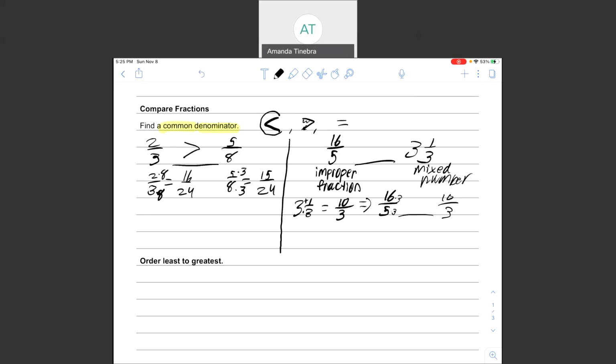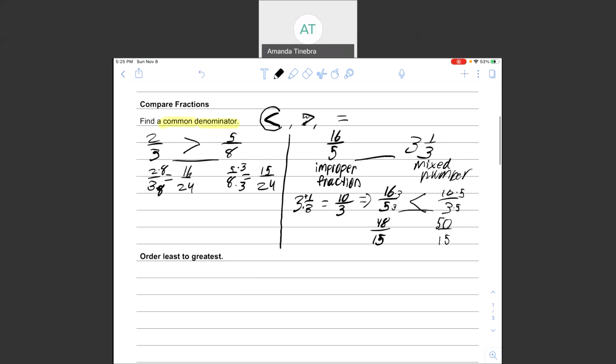3 times 16 is 48. 3 times 5 is 15. And for the 10/3, I'll be multiplying 3 times 5 to get 15, and I'll be multiplying 10 times 5 as well, which is 50. In this case, 50/15 is bigger than 48/15, so I compare like that. Again, the only thing I have to do here with improper fractions and mixed numbers is turn them both into improper fractions.